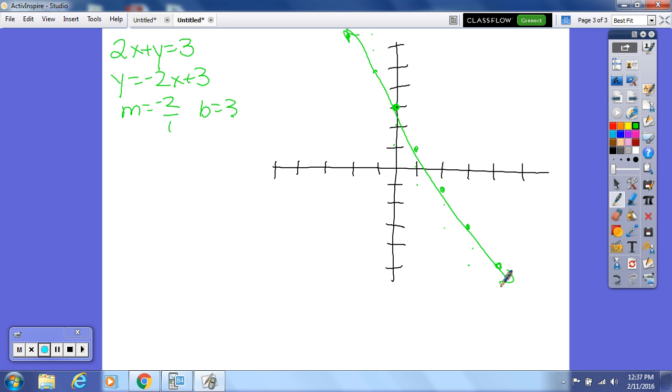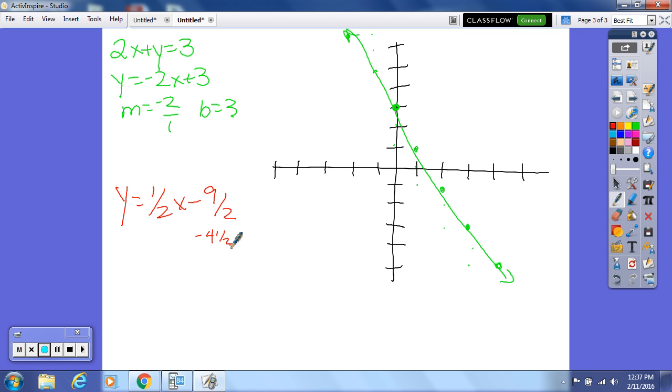Alright, so there's that one. The next one is already in the form we want it to be in, so y equals 1/2 x minus 9/2. How did you get the 2 negative? Because when it's positive on the left, it would be negative on the right. Alright, so that 9 over 2 is negative 4.5.